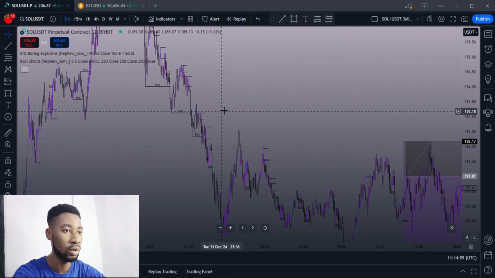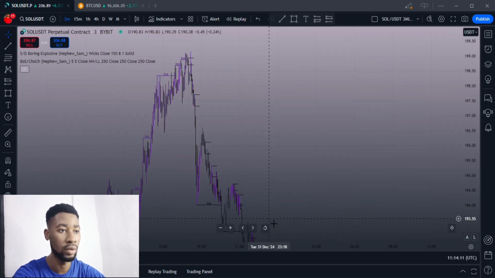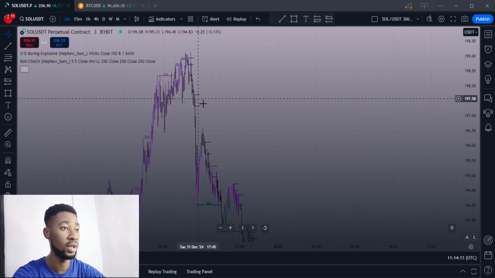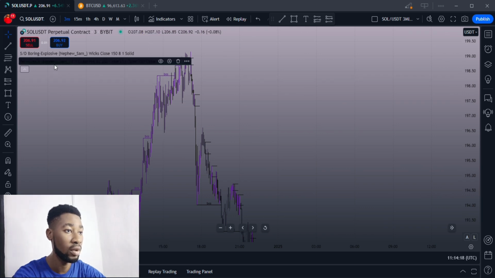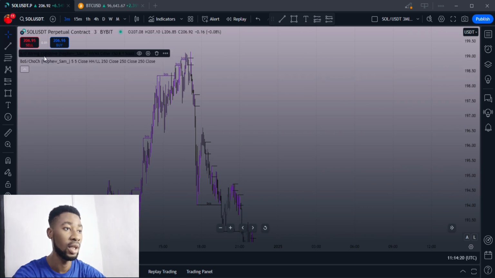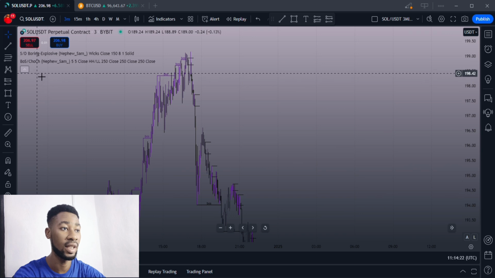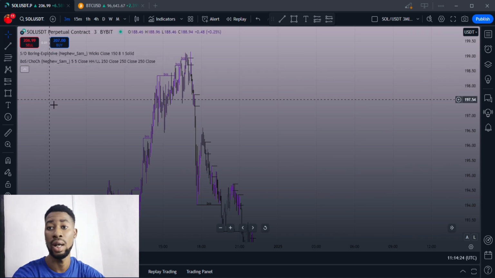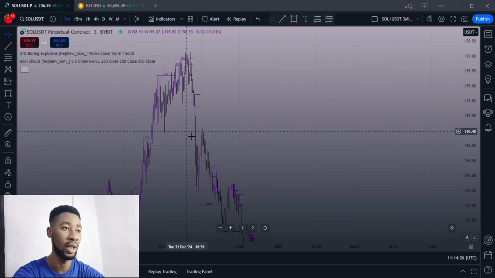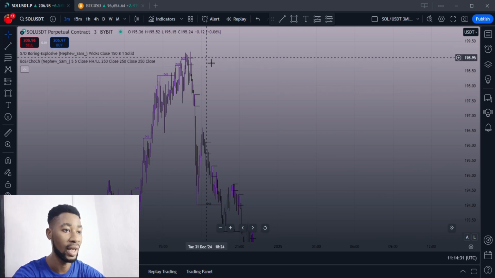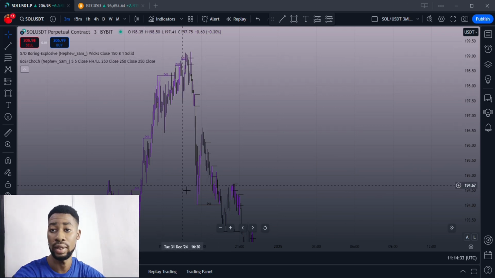And if you're wondering about the indicators, I use literally just two indicators on my chart. I use SD Boring Explosive by Nephew Sam. The SD stands for supply and demand, because I'm a supply and demand trader. I trade supply and demands. So it helps me mark out every supply and demand zone on my chart.